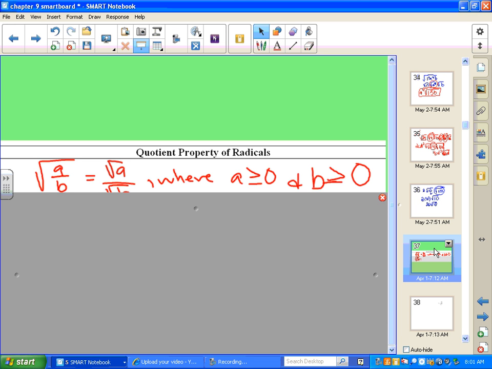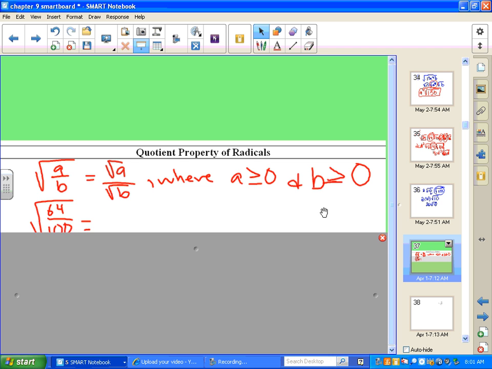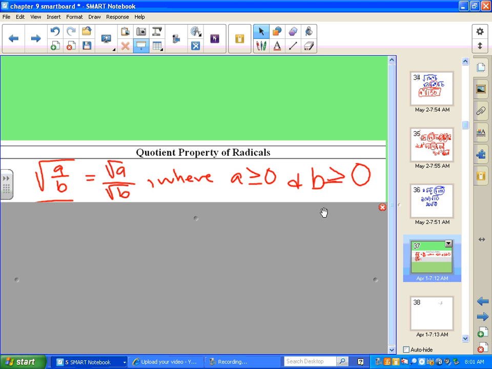Okay. The quotient property of radicals on page 5 in your notes is this. The square root of A over B equals square root of A over square root of B, where A is greater than or equal to 0 and B is greater than 0. The quotient property of radicals says, just like the product property, you can split up the division and change them both to square root of something over square root of something.